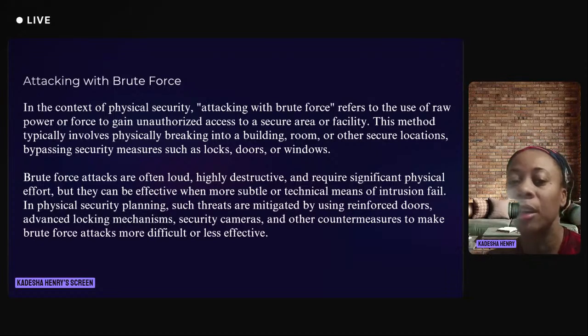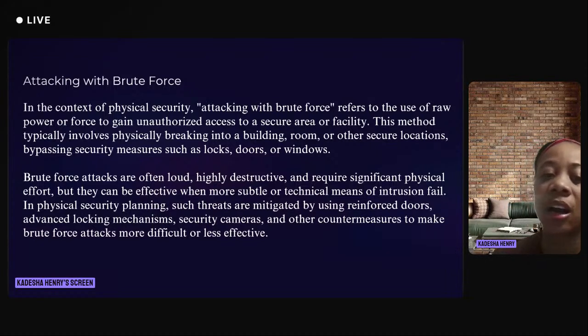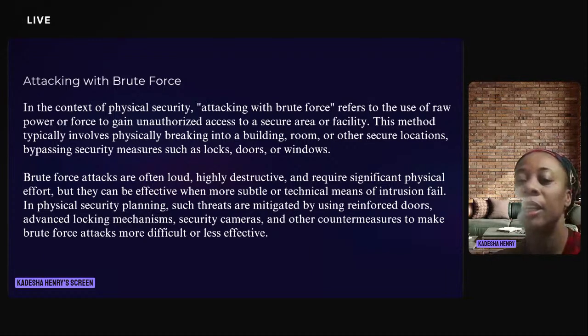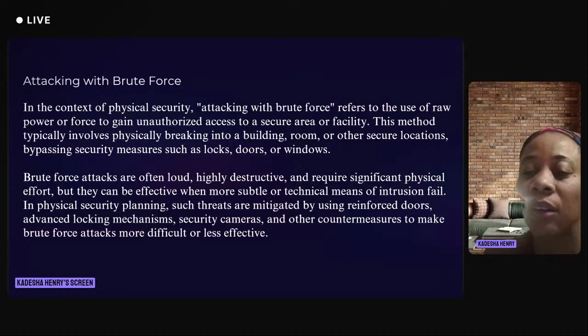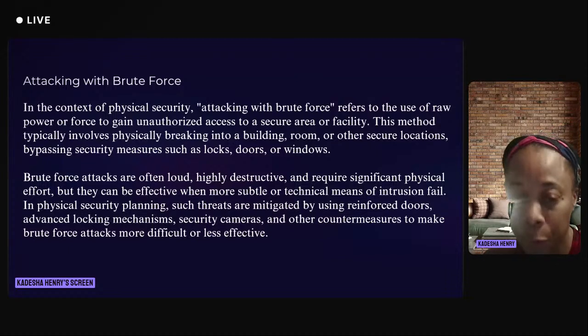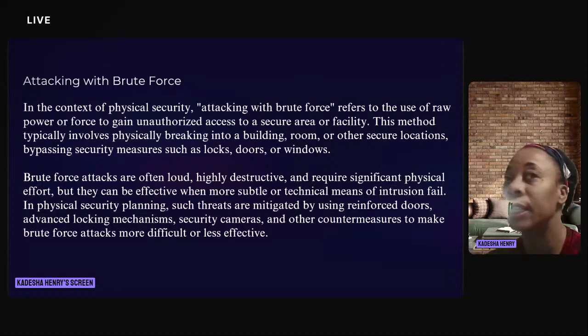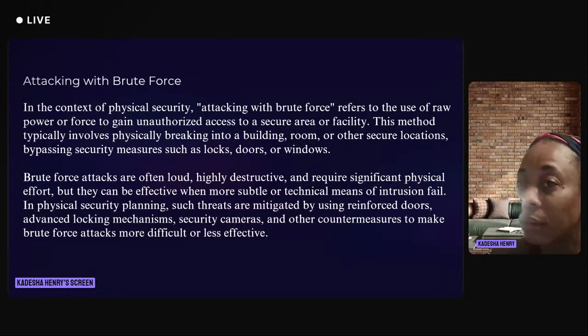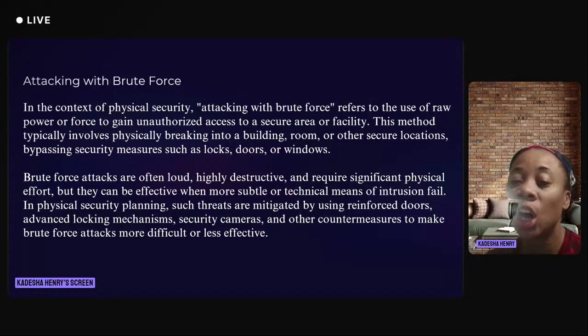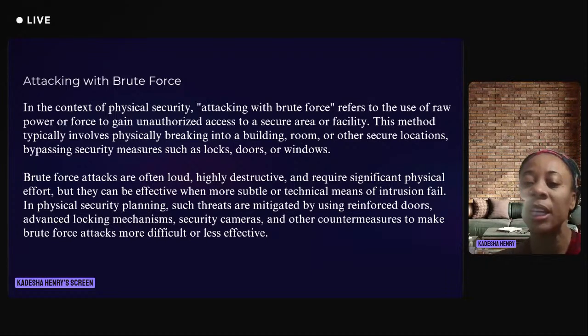That's brute force, trying to bypass security. Brute force attacks are often loud, highly destructive, and they require significant physical effort. They are usually loud many times, because if you have to break the window, that's going to be loud. If you have to bang down the door to get in, those are loud, right? And it takes significant physical effort, but they can be effective if more subtle or technical means of intrusion fail, right?